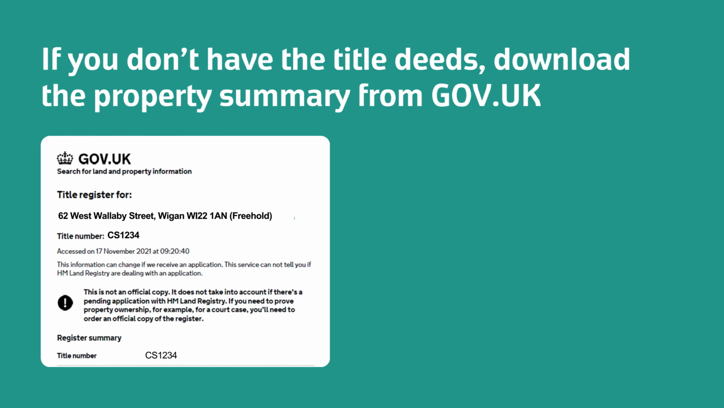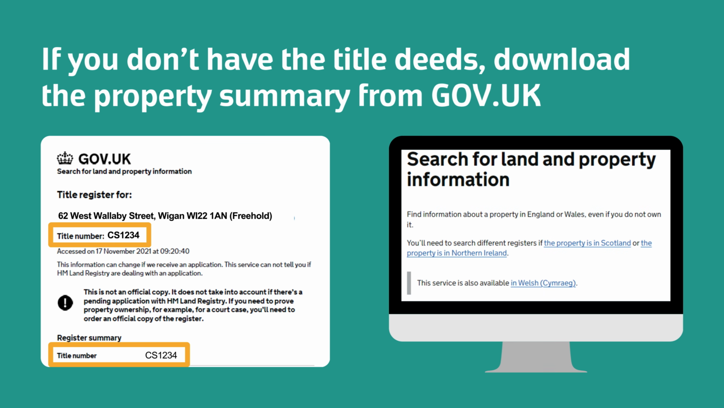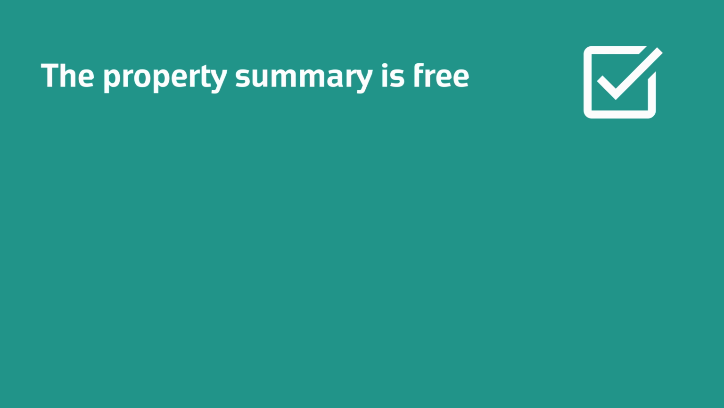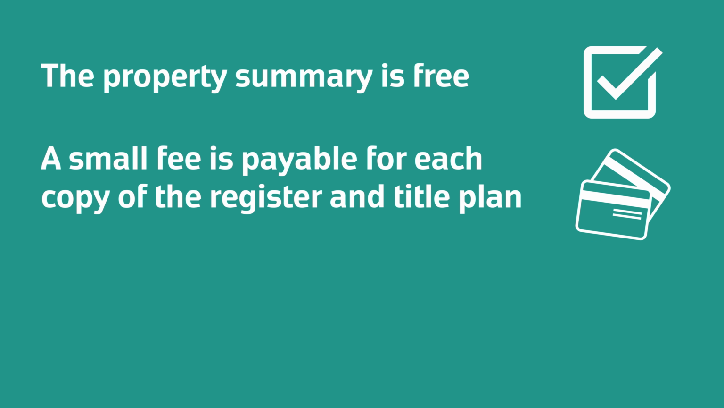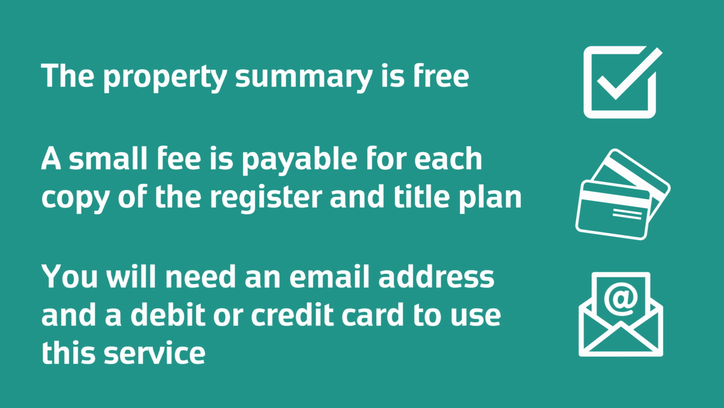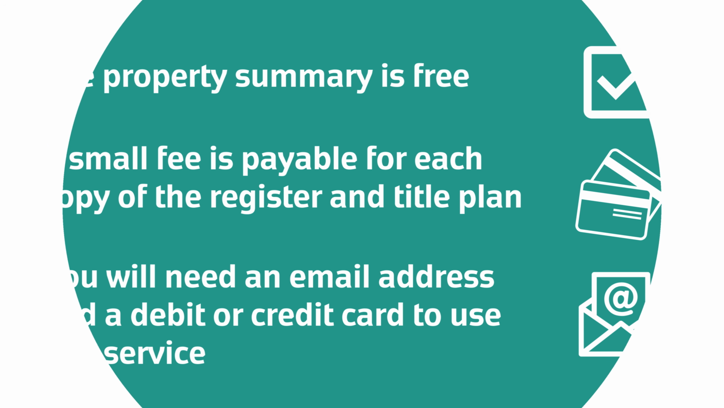If you don't have the title deeds, the quickest and cheapest way to obtain them is to view or download a copy of the register using our Search for Land and Property Information service, available on gov.uk. The property summary is free, while a small fee is payable for each copy of the register and title plan. And you will need an email address and a debit or credit card to use this service.